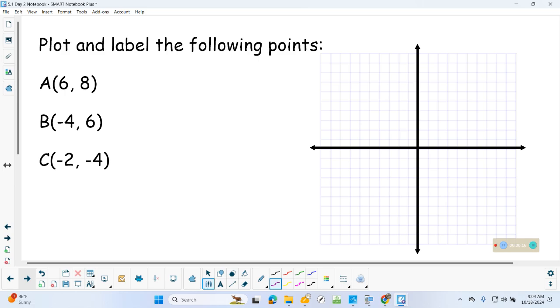Okay, start graphing the points. And label, of course. 1, 2, 3, 4, 5, 6, 7, 8. So I'm just going to label A. So B, negative 4, 6. So left 4, up 6. And C, negative 2, left 2, down 4. Okay. So we're just going to connect it, make your triangle.